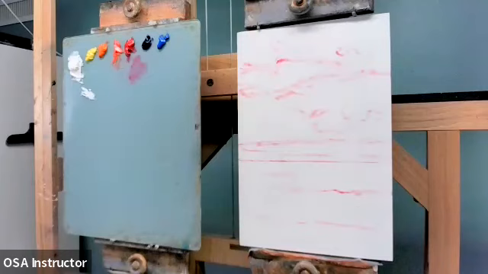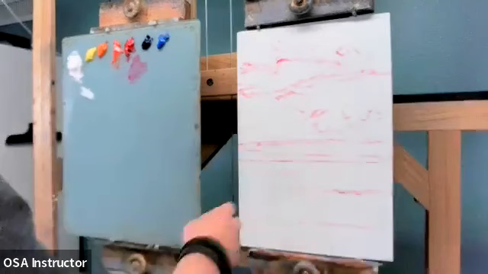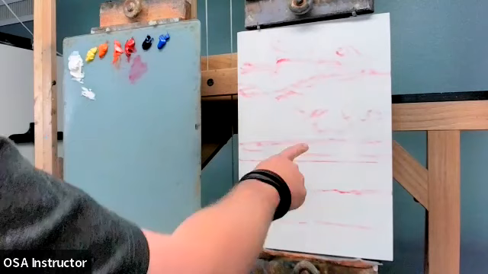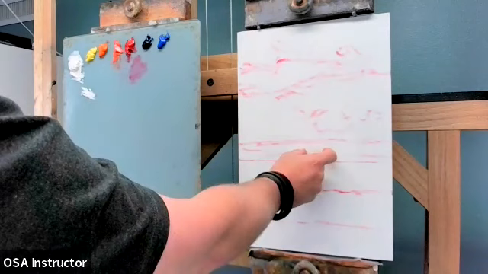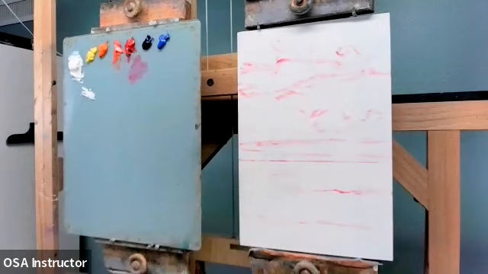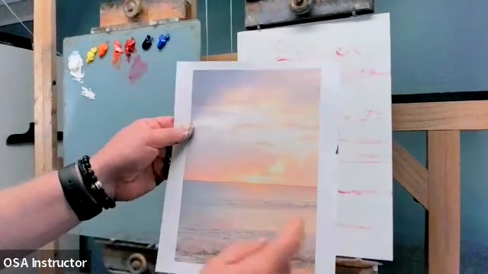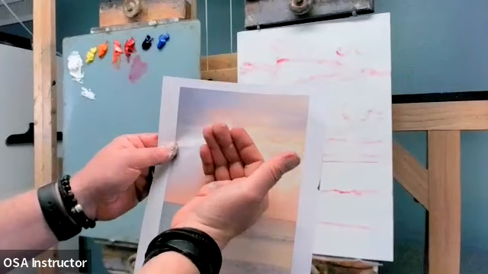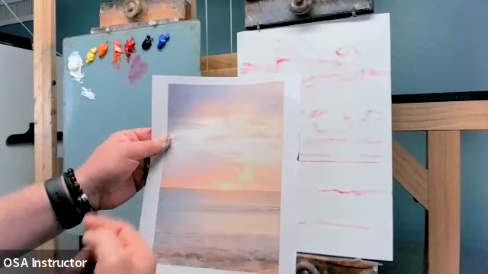Oh, and then my light source. Where is my light, right? Rule number one, if you only take away the one rule today: my sun is going to be right here. So that's going to be my yellowest, warmest colors. Then it kind of goes out to oranges, and then it kind of goes out to pinks. And the light is kind of coming from underneath the clouds and from behind. So I'm thinking about that.